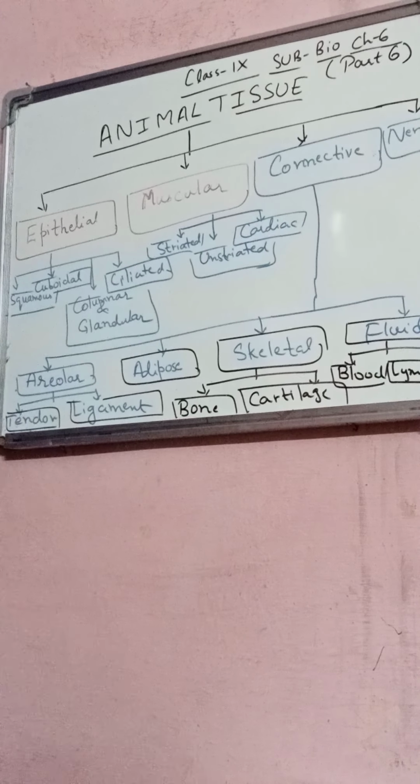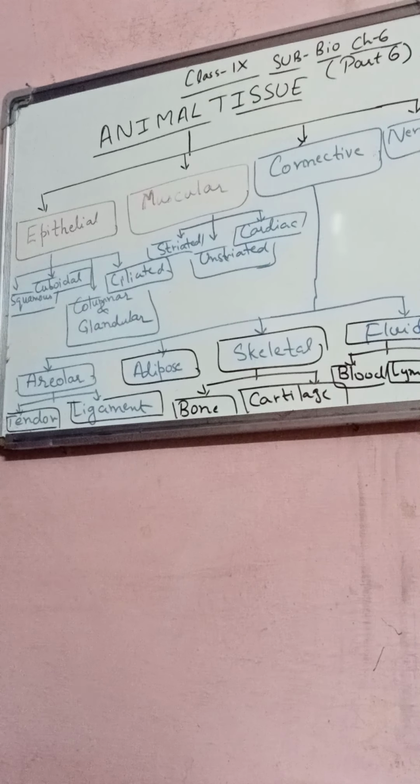Now second one is the stratified squamous. It is given in your book. Stratified means when the epithelial cells are arranged in many layers, right? When arranged in many layers, because of wear and tear, it is arranged in a pattern of layers, that is known as stratified squamous epithelium.